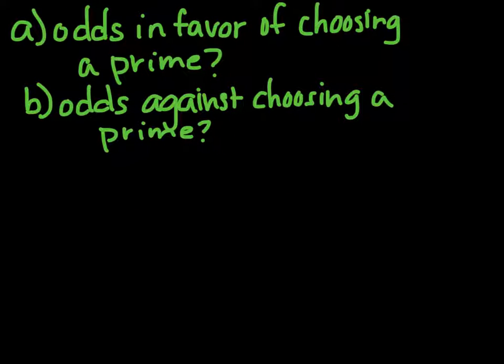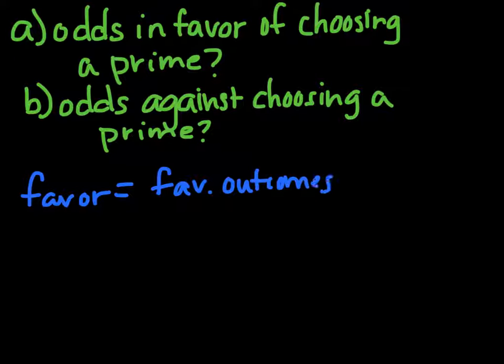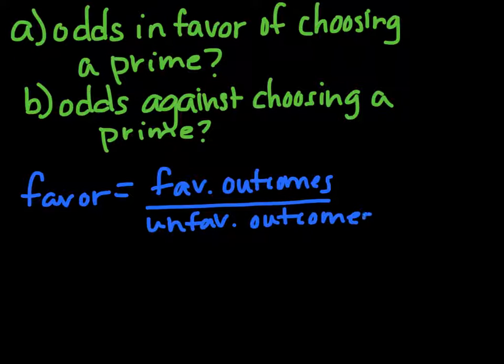When all outcomes are equally likely, the ratio of the number of favorable outcomes to the number of unfavorable outcomes is called the odds in favor. So odds in favor is equal to favorable outcomes over unfavorable outcomes. The ratio of the number of unfavorable outcomes to the number of favorable outcomes is called the odds against an event.